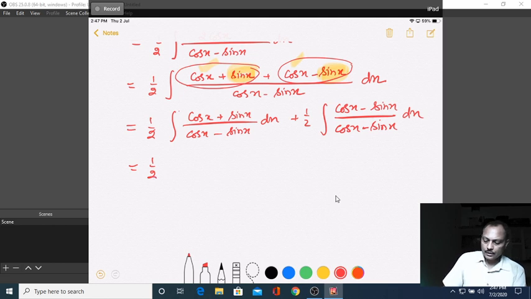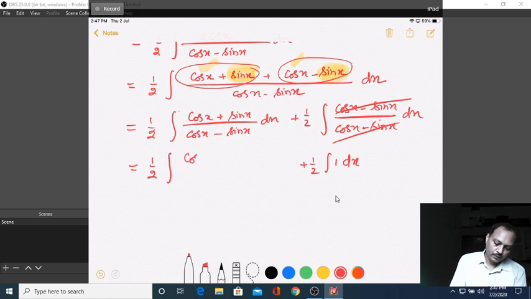Now, in the second term, cos x minus sin x divided by cos x minus sin x, these terms are cancelled out. We get only 1. And there is no problem in the integration of this term. But in the first term, we have to use the substitution method.